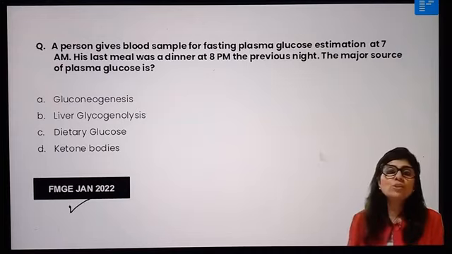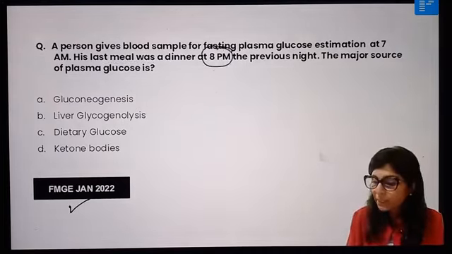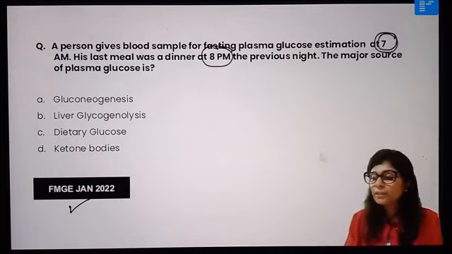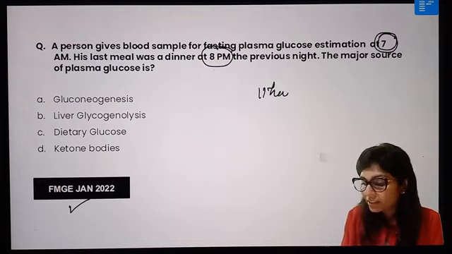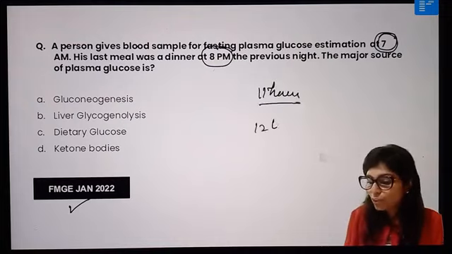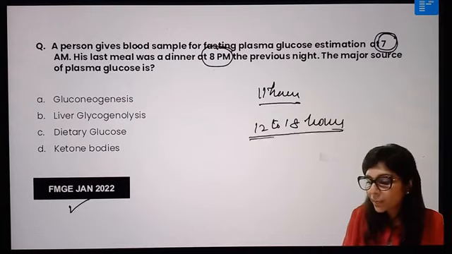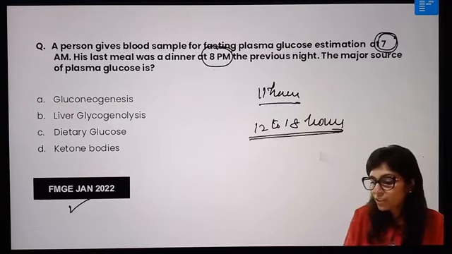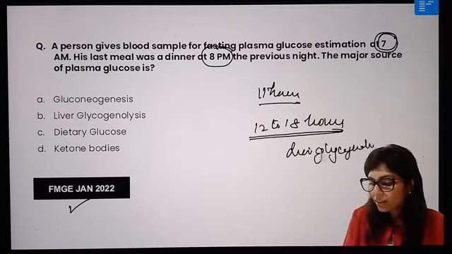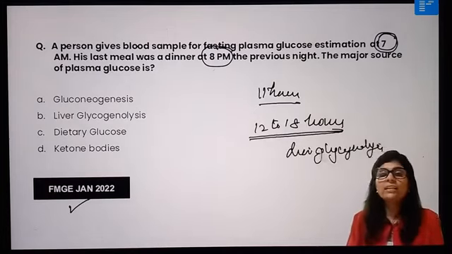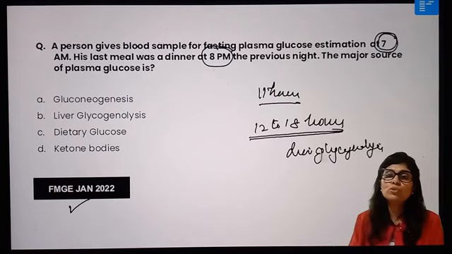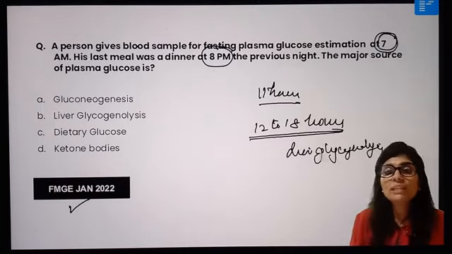The major source of plasma glucose between 8 p.m. and 7 a.m.: how many hours have passed by? 11 hours. Till 12 to 18 hours, the major source of plasma glucose is liver glycogenolysis. Do you understand this? Till 12 to 18 hours, the major source of plasma glucose is liver glycogenolysis.